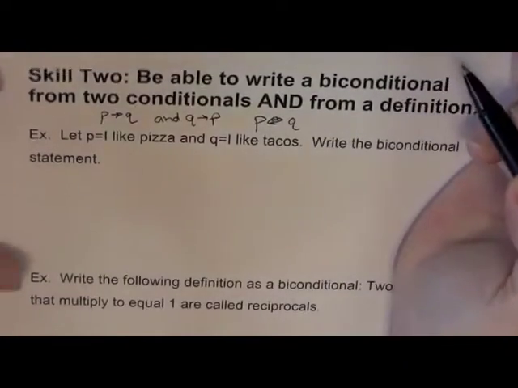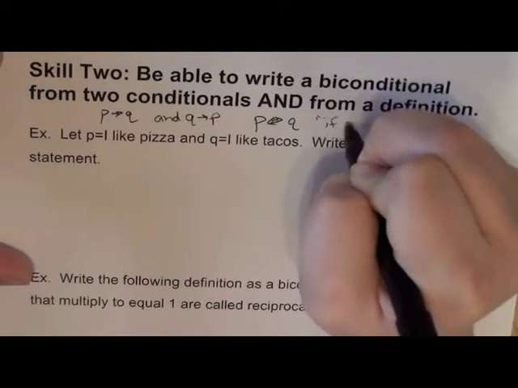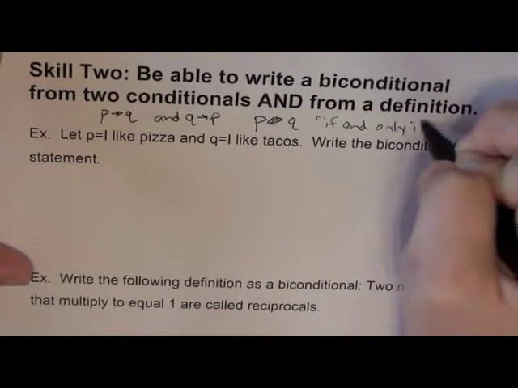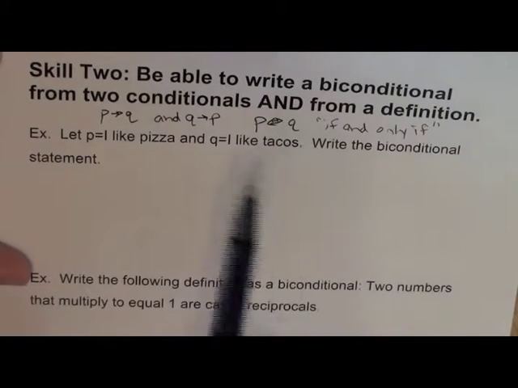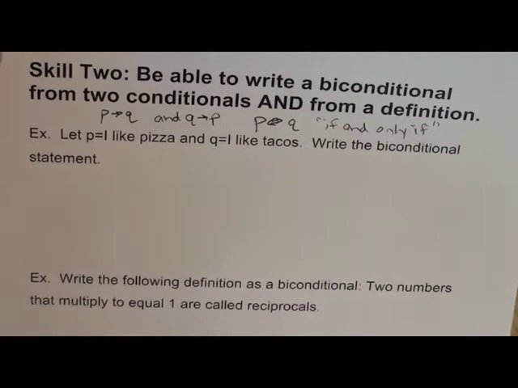Now the important thing to remember with a biconditional is that it will have the phrase if and only if. It does not have the if-then form. It's if and only if. So P, if and only if Q. If and only if comes between the two statements.